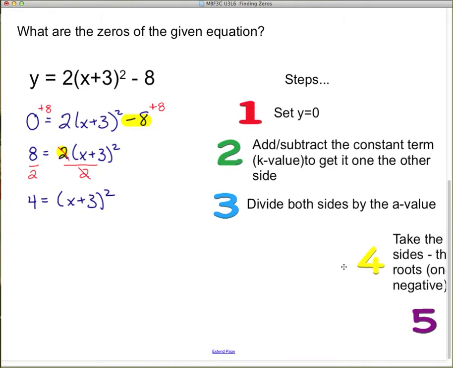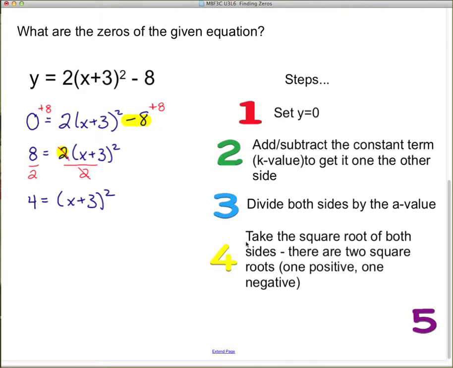Step 4 tells us the next thing we have to get rid of is the square by taking the square root of both sides. So I have to get rid of that square. I'm going to take the square root of both sides. When I take the square root of this side, I'm just going to get what's under the brackets. I have to get rid of that squared.